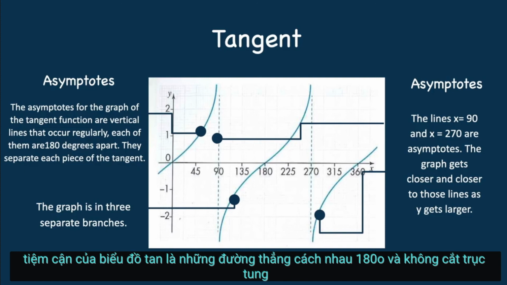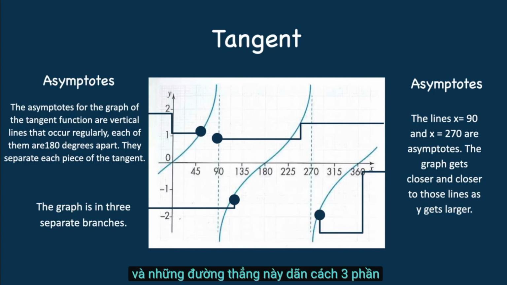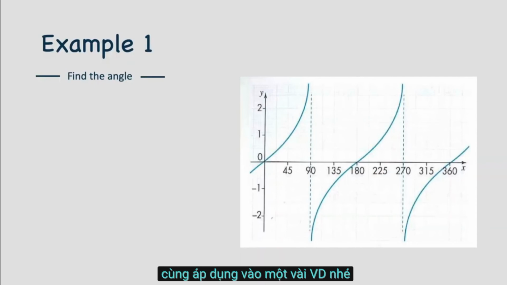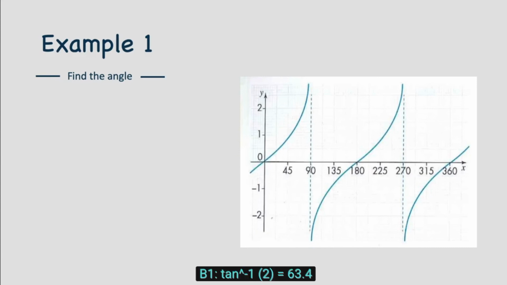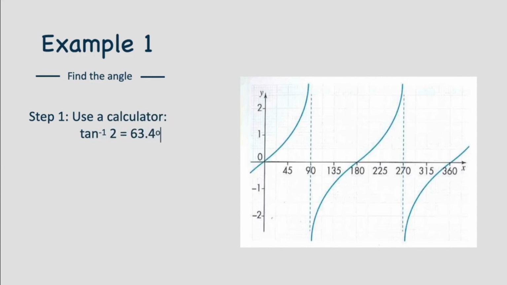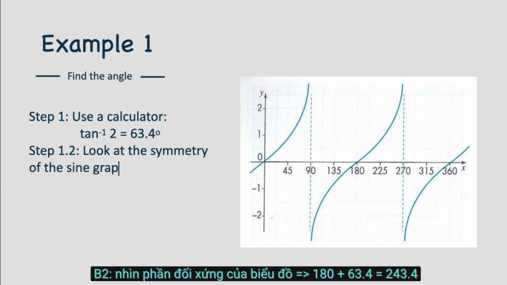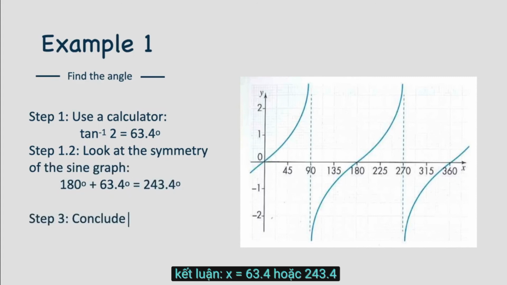Let's practice this through some examples. Solve the equation knowing tan x equals 2 with 0 degrees smaller than or equal to x smaller than or equal to 360 degrees and give your answer to one decimal place. A calculator gives the inverse tan of 2 equals 63.4, so this is one answer. From the symmetry of the graph, another answer is 180 plus 63.4 equals 243.4 degrees. In conclusion, the two answers are x equals 63.4 degrees and 243.4 degrees.